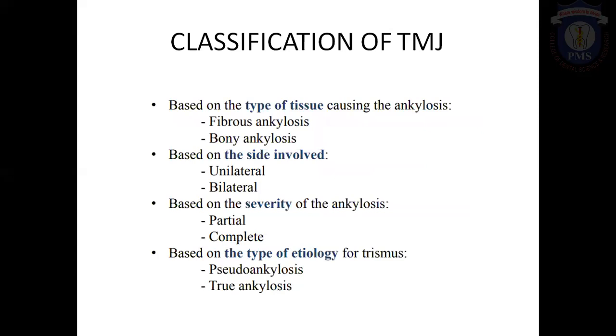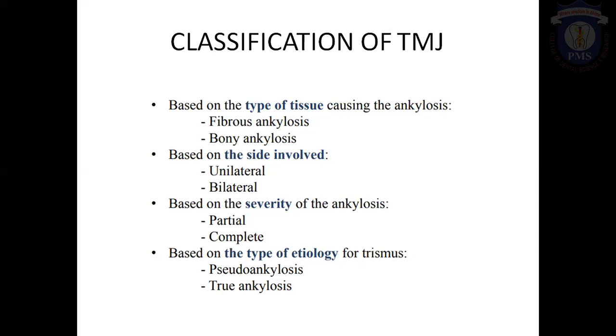Classification of temporomandibular joint ankylosis. There are many classifications. One is based upon the type of tissue that's causing the ankylosis, that is fibrous ankylosis and bony ankylosis. Sometimes the ankylosis may be fibrous, sometimes it may be bony. And based upon the side involved, unilateral or bilateral ankylosis. That is, in unilateral, only one side is affected, and in bilateral ankylosis, both the TMJ are affected. Based upon the severity of ankylosis, partial ankylosis and complete ankylosis.